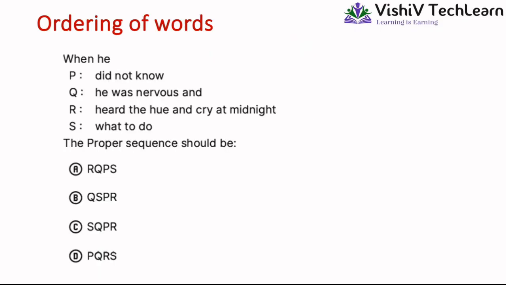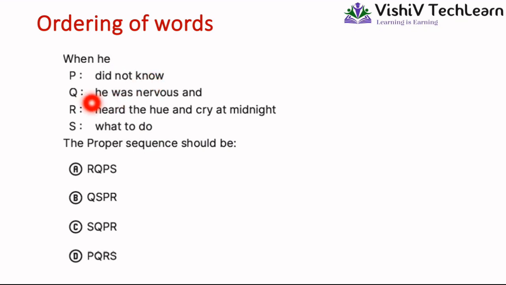Okay, now let's go through a few of the practice problems. Here we have the first problem, and the sentence starts with "When he", and after that we have these 4 options, and we have to decide which is the proper sequence. The options are: did not know, he was nervous, heard the hue and cry at midnight, and what to do. Obviously the given order cannot be the sequence, it doesn't make any sense. So maybe the starting point could be he was nervous. Maybe that way we can start: he was nervous and did not know.